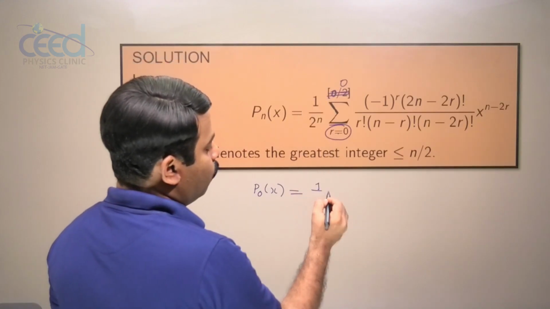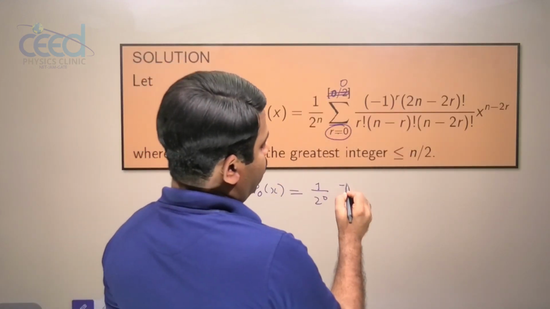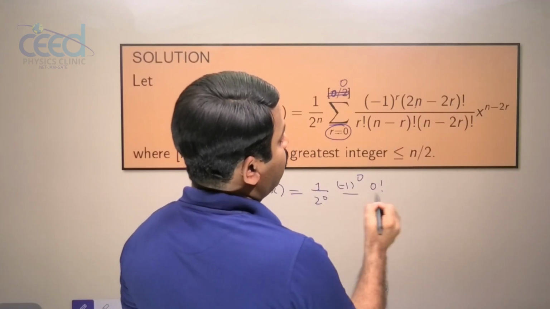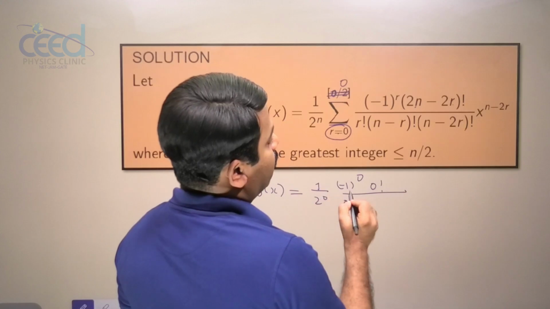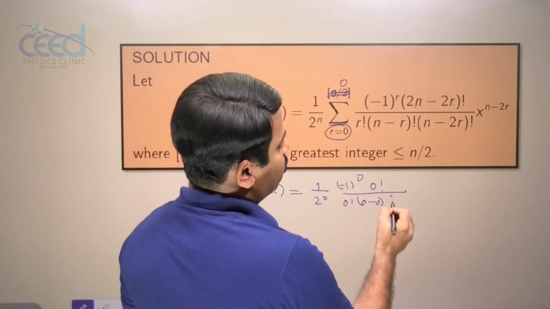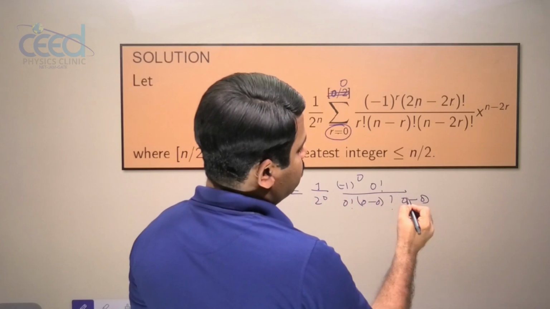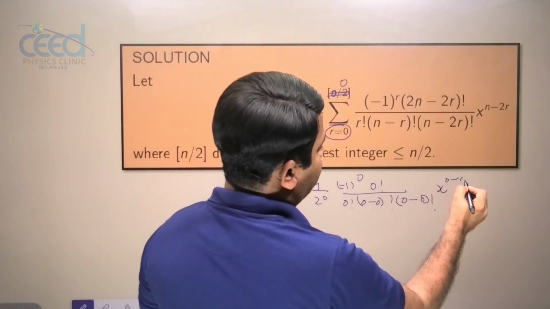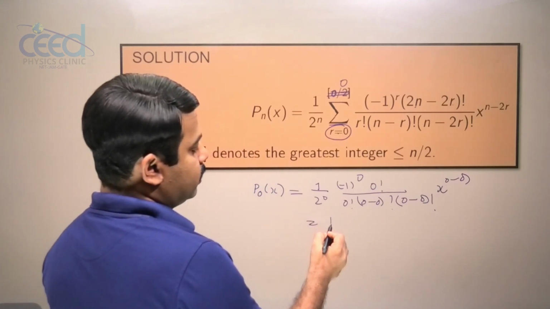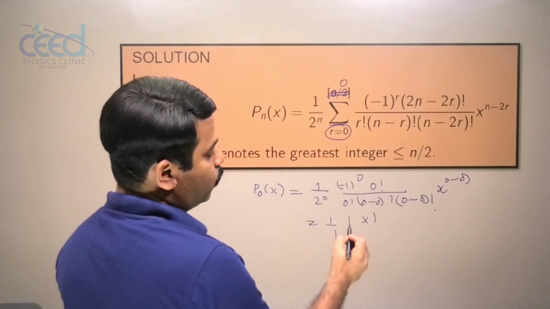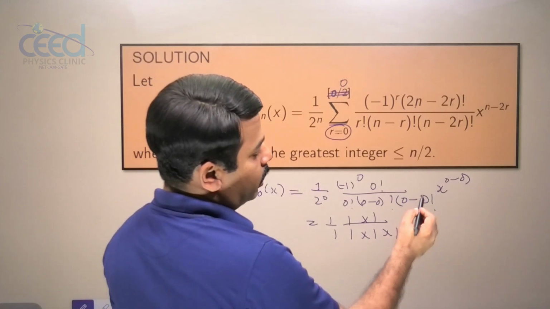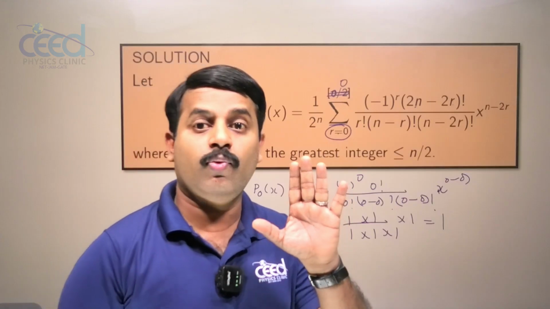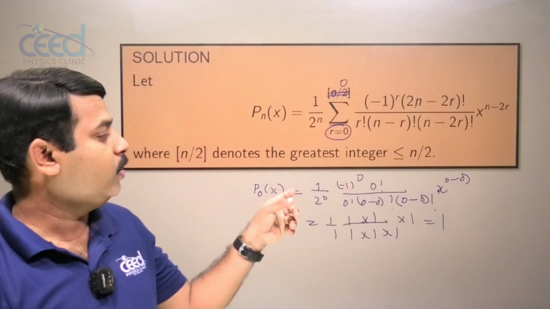Then substitute 1 by 2 raised to 0, minus 1 raised to 0, 0 minus 0 all factorial, again 0 factorial, here also 0 factorial, and here also 0 minus 0 factorial, and here 0 minus 2 into 0, that is 0 minus 0 factorial, x raised to 0 minus 0. Then this is 1 by 1, this is 1, this is 1, x raised to 0 is also 1, so the answer is 1. Then what is the p0 of x value? p0 of x value is 1.